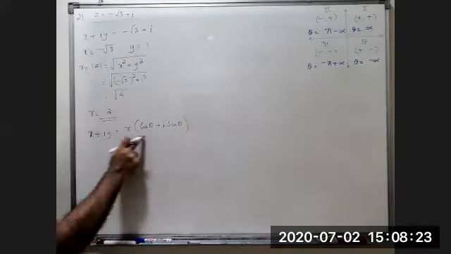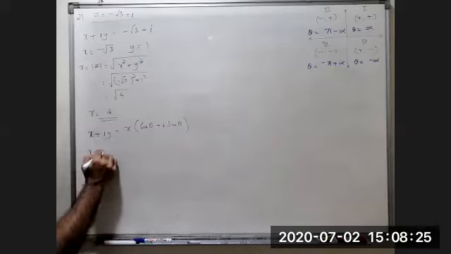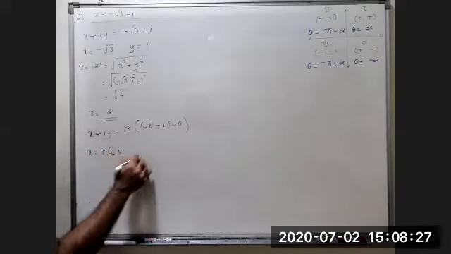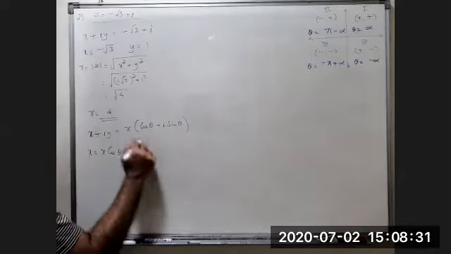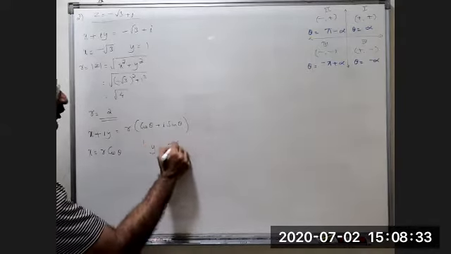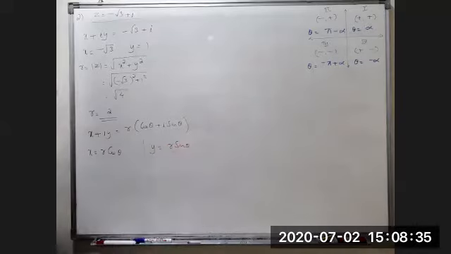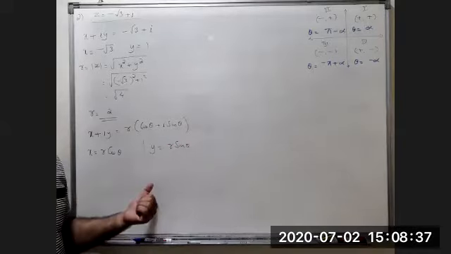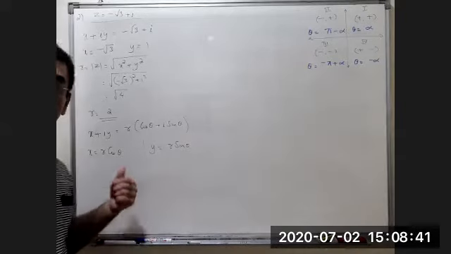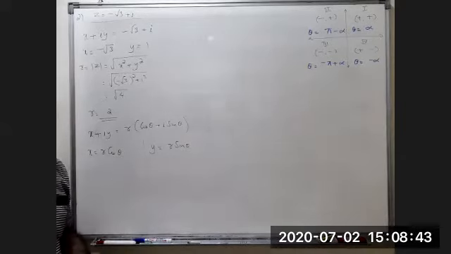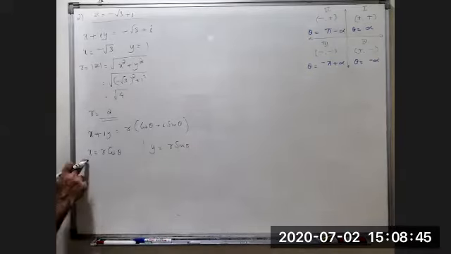From this, we can write x is equal to r cos theta. From this one, find the value of cos theta. Similarly, y is r sin theta. And remember that for finding theta, in fact, we need only one of these, either cos theta or sin theta. One is enough.